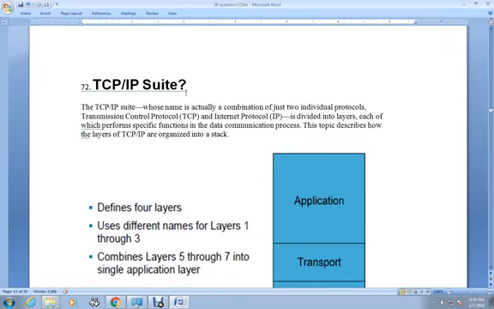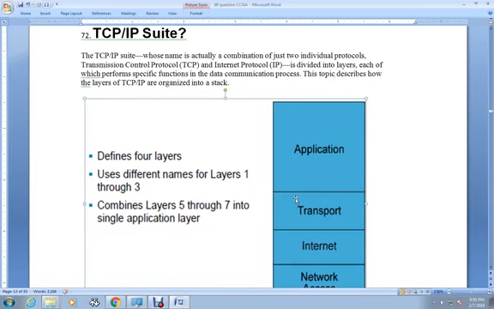Guys, next question, very simple question. What is the TCP/IP suite? The name is actually a combination of just two individual protocols. First one is Transmission Control Protocol, which is TCP, and Internet Protocol, which is IP. It is divided into layers, each of which performs a specific function in the data communication process. This is the structure of the TCP/IP suite basically.